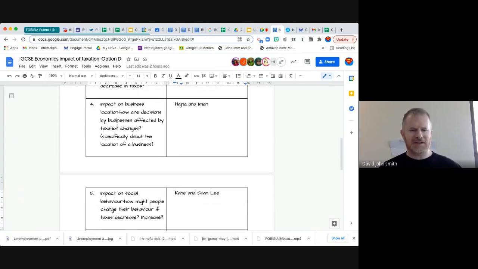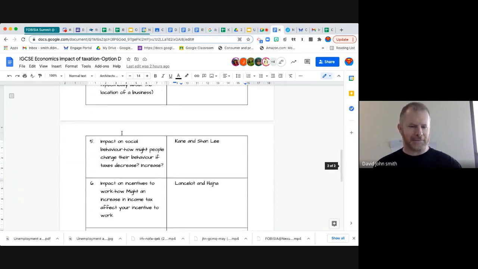This one here, business location. So the actual decisions of a business. How might they be affected if there is a tax change, right? Specifically thinking about the location of a business. So if taxes were to increase, what would the effect be? If taxes were to decrease, what would the effect be, right? And I'm wanting you to explain what's happening.